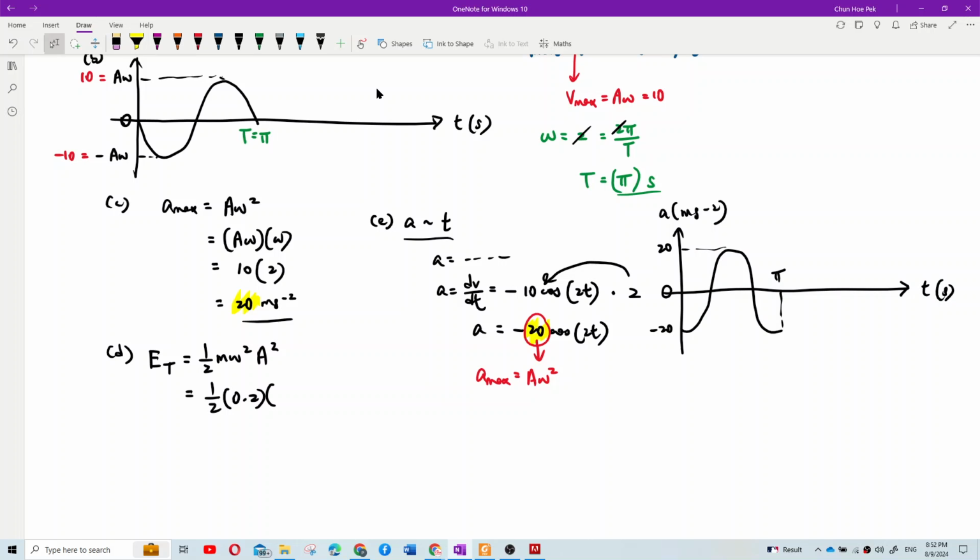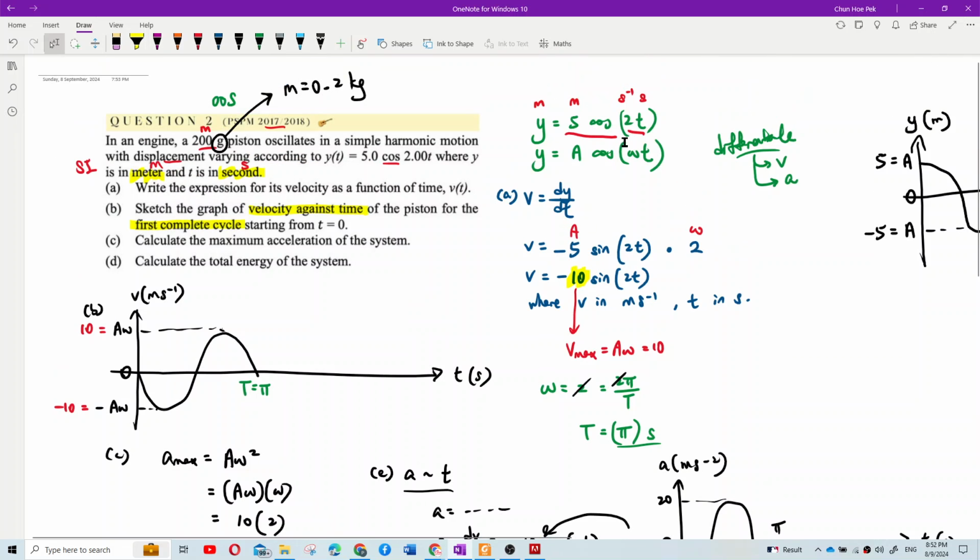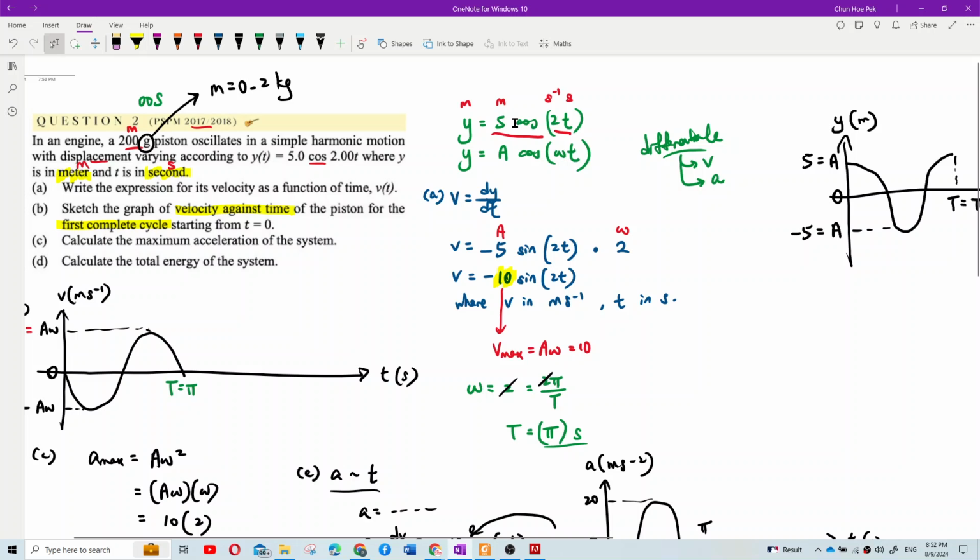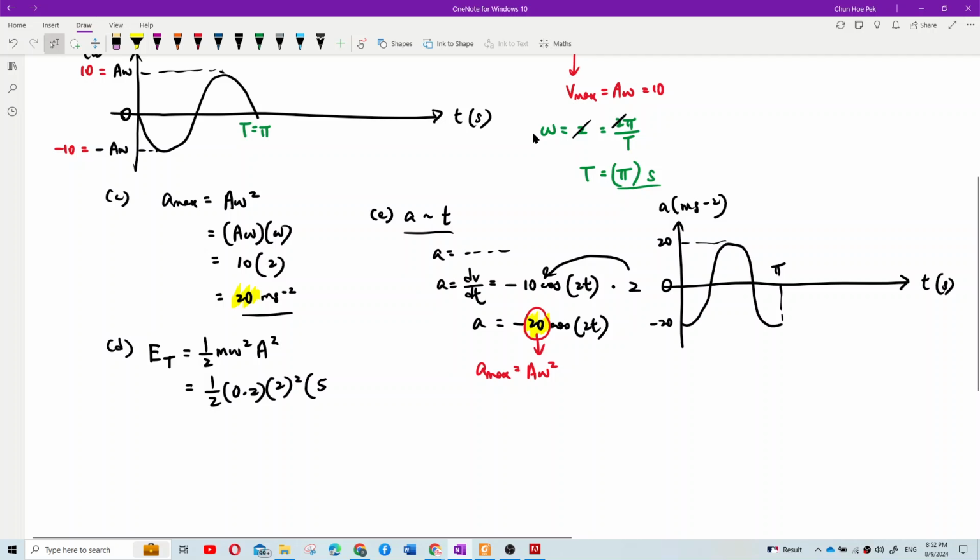Omega is 2, square, and then amplitude is what? Amplitude, from the beginning, is 5 meter. So amplitude is 5. Let's calculate, class. 0.2 multiply 2 square multiply 5 square, and then divide by 2. So I get 10 joule. Okay?